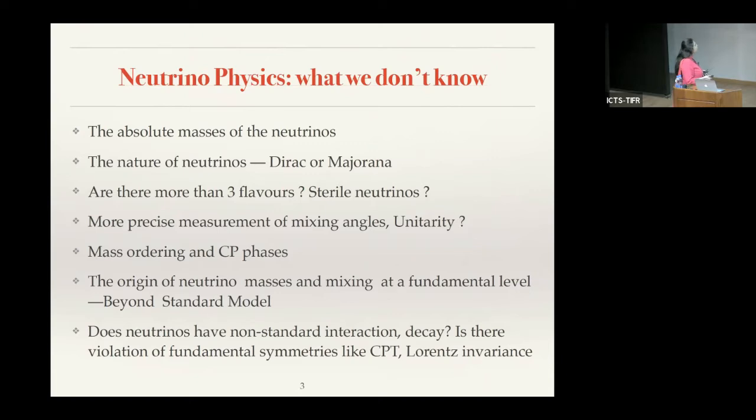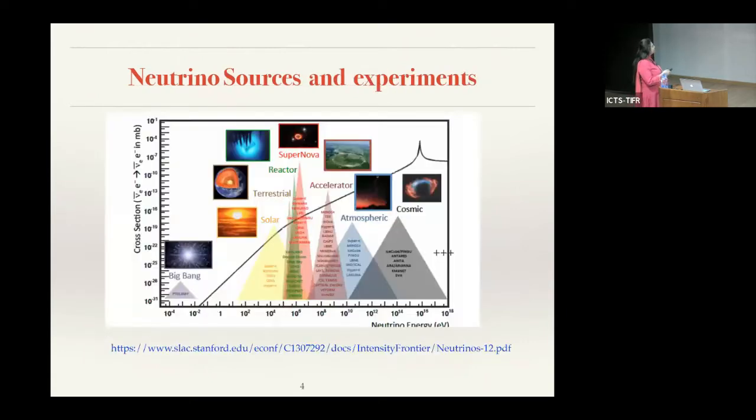Also, we don't know about the origin of neutrino masses and mixing at a fundamental level, although there are many models. Also, there is a lot of BSM physics, like if neutrinos have non-standard interaction, do they decay? Is there violation of fundamental symmetries like CPT, Lorentz invariance, and it goes on. So there are many things about neutrinos that we know, and many more things that we don't know actually.